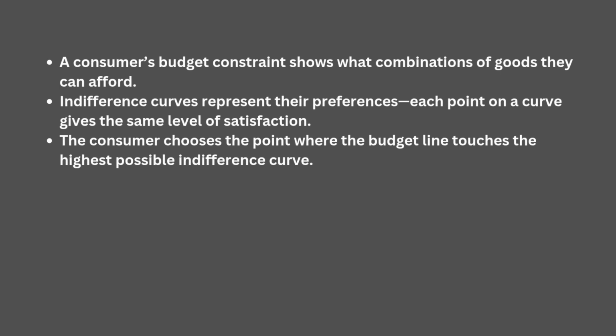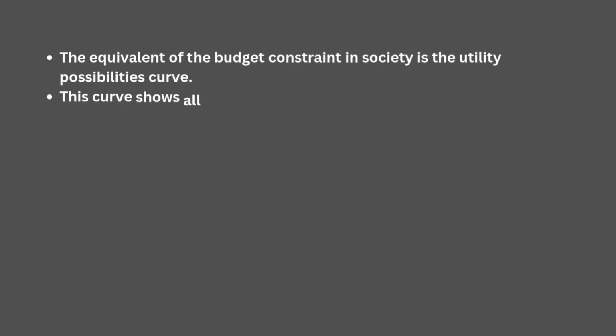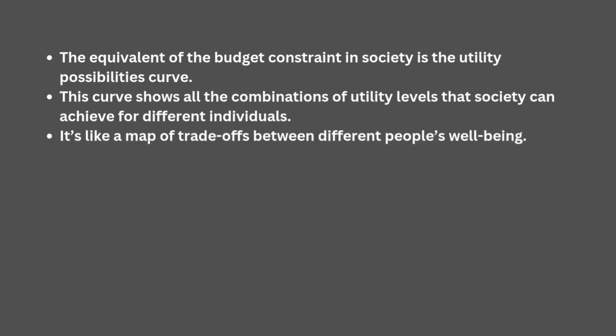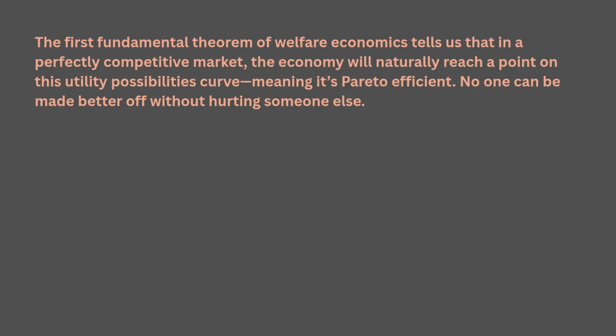The equivalent of the budget constraint in society is the utility possibilities curve. This curve shows all the combinations of utility levels that society can achieve for different individuals. It's like a map of trade-offs between different people's well-being. Here comes the first fundamental theorem of welfare economics. It tells us that in a perfectly competitive market, the economy will naturally reach a point on this utility possibilities curve, meaning it's Pareto efficient. No one can be made better off without hurting someone else.